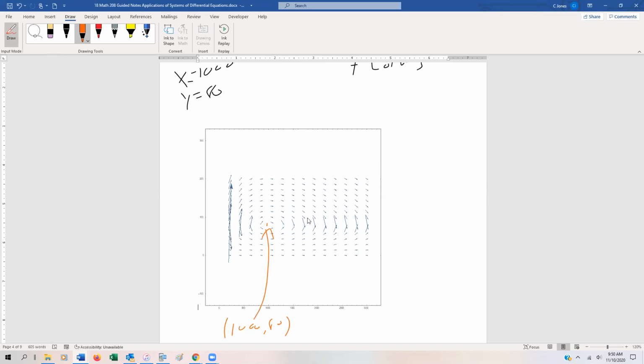So we're going to move on and take a look at one last application of systems. We're going to start taking a look at fluid flow among different tanks.